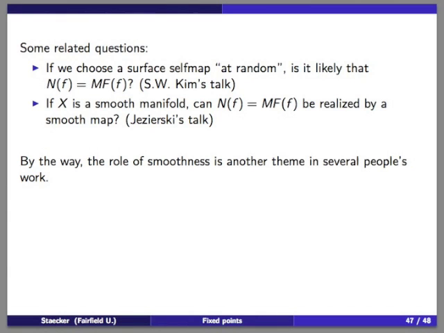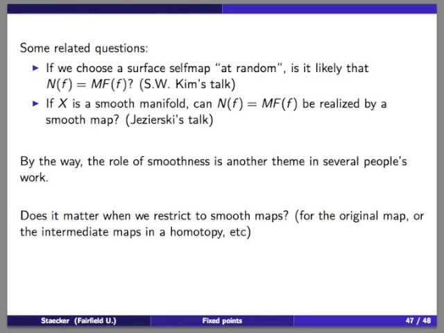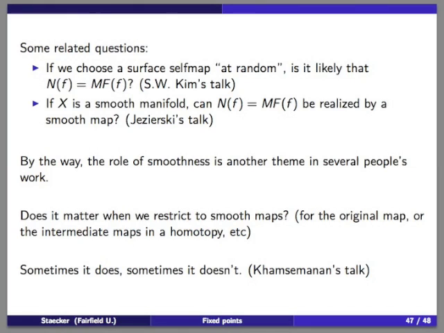The question of smoothness is kind of a theme also, and several people have asked, for all the things that I've said so far today, does it matter if you only consider smooth maps? Or is there actually a difference between smooth Nielsen theory and ordinary continuous Nielsen theory? This is something that people have studied a lot. You could restrict the original map. You could require that the homotopy, all the way throughout, is always through smooth maps. Questions like this. Sometimes it does matter. Sometimes it doesn't matter. This is something that Ning is going to be talking about in her talk, I think.